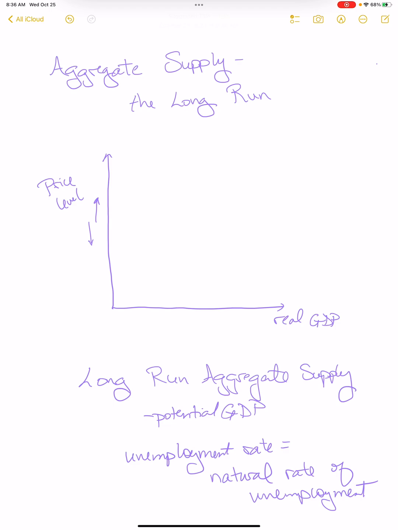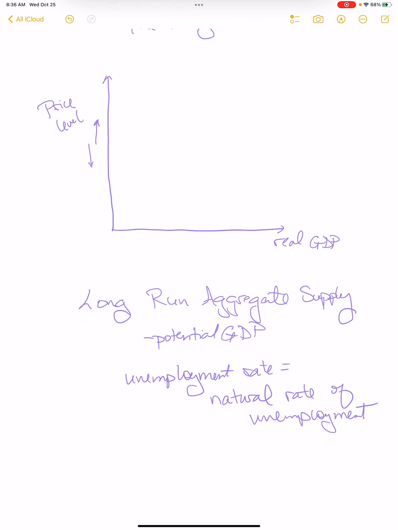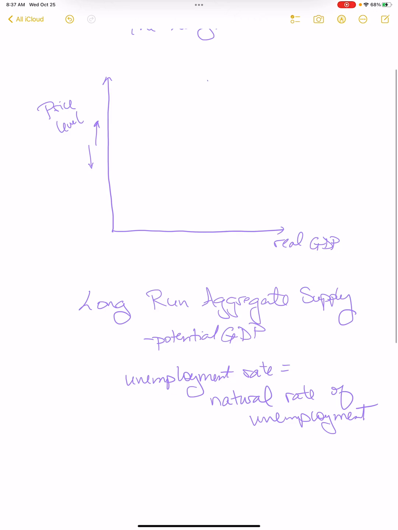When we draw the long run aggregate supply line, it is going to be completely vertical, straight up and down. A little crooked at the bottom there, but you get the idea. It is a completely vertical curve. And the reason why it's vertical is because the long run aggregate supply is independent of the price level.